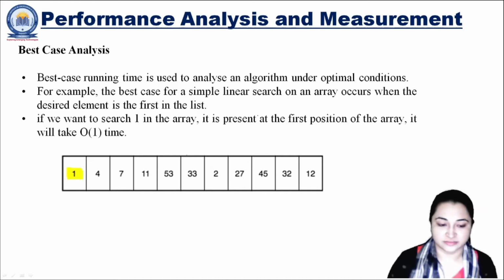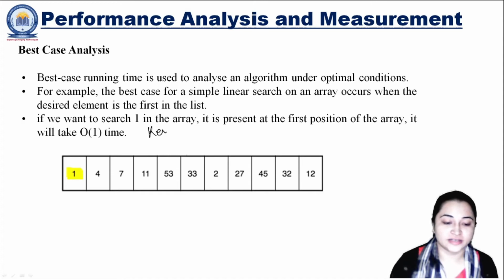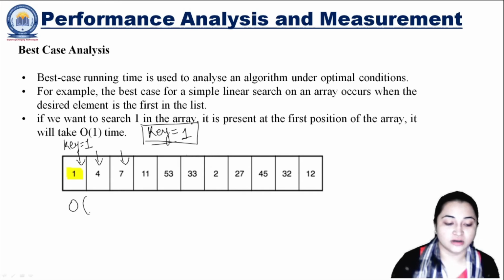first in the list. Okay, so say for example, if we want to find key element, that is 1. Okay, and if we linearly search this array, then we will compare this key element with elements in the array one by one. Okay, so whenever we want to find key element, that is element 1 in this array, we have to compare key element 1 with this first element, and here a match is found. Okay, so how much time will it take? It will take constant time.